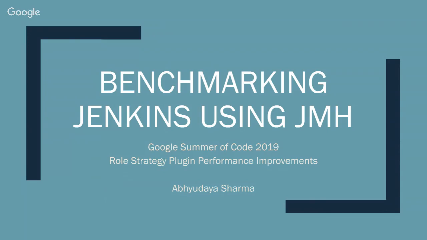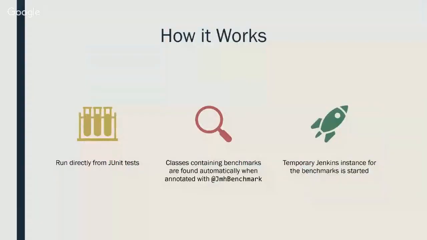Hi everyone, I'm Abhyuday, and today I'm showing you the benchmarking framework that I've created to run Java Microbenchmark Harness tests. So how does it work? It works directly from your JUnit test, so it's easy to just run from your IDE, and I also added the functionality to run it automatically. The classes which contain the benchmarks are detected automatically when they're annotated with JMH Benchmark. And for each fork that JMH creates, a temporary Jenkins instance is started.